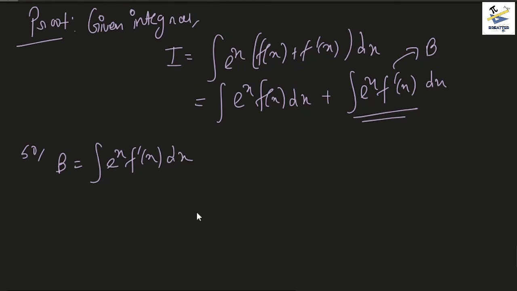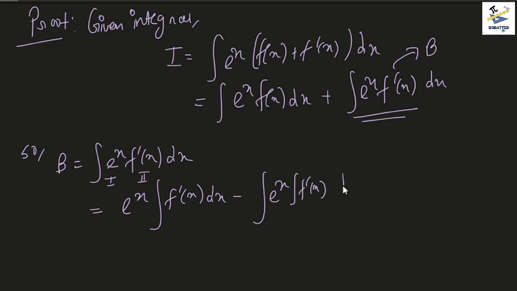If you apply integration by parts here with e to the power x as the first function and f dash x as the second function, what you do get is e to the power x into f dash x dx minus derivative of e to the power x is just e to the power x and integral of e to the f dash x and then a dx outside, right? Now we know that the integral of a derivative is just the function itself, so it just becomes e to the power x into f of x minus this becomes integral of e to the power x into f of x dx, right?